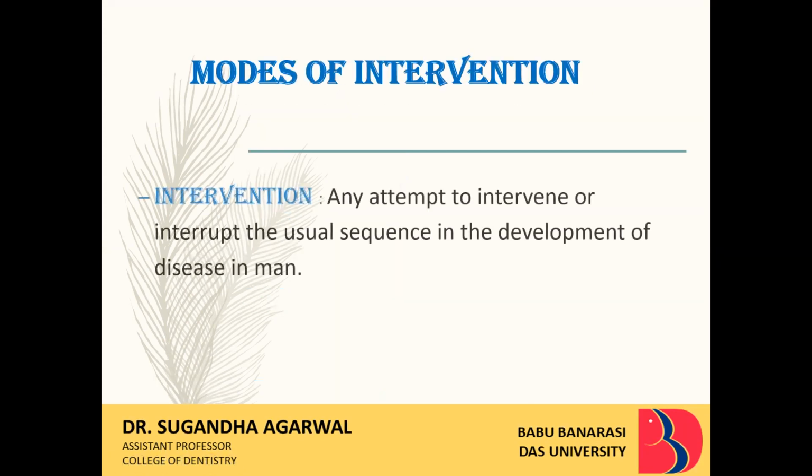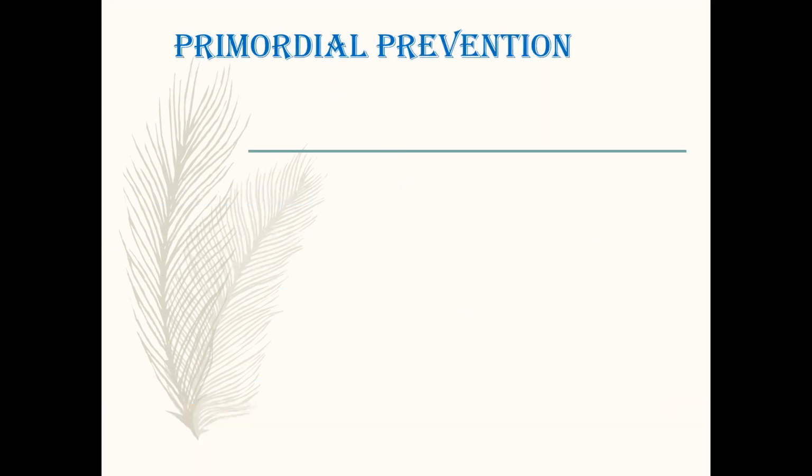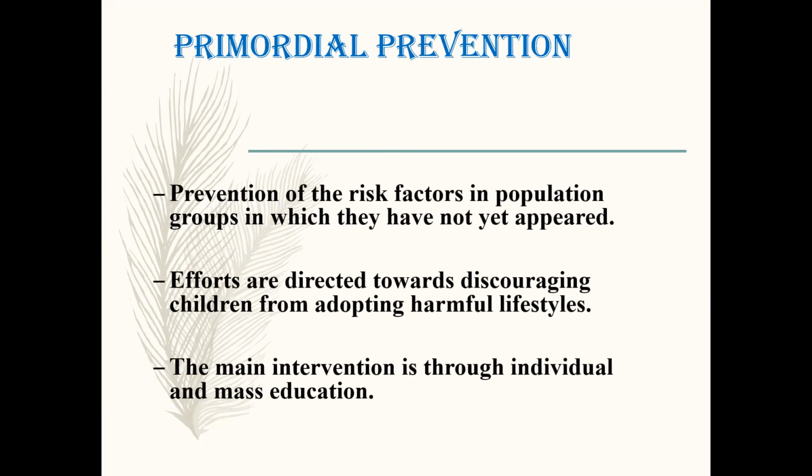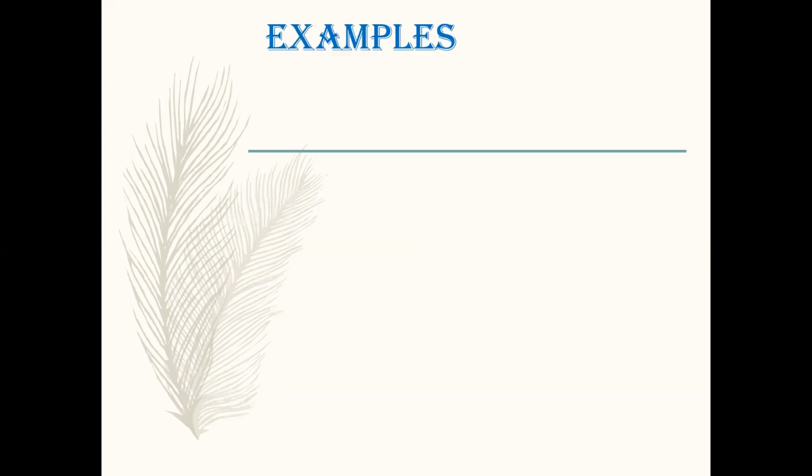Modes of intervention. Intervention is any attempt to intervene or interrupt the usual sequence in the development of disease in man. Primordial prevention is the prevention of the risk factors in population groups in which they have not yet appeared. Efforts are directed towards discouraging children from adopting harmful lifestyle. The main intervention is through individual and mass education.